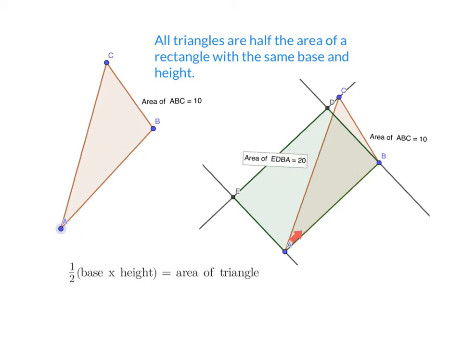So by multiplying the base by the height and then halving it, dividing it by 2, we get the area of the triangle. The formula gets written in many different ways. So here I've written half base times height. Sometimes it's written without the brackets. Sometimes it's written base times height over 2 equals the area of the triangle. They all mean exactly the same thing.